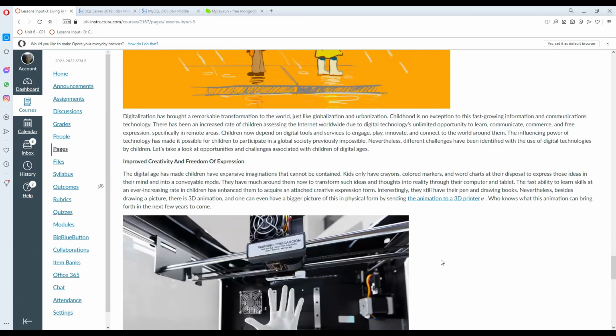Digitalization has brought a remarkable transformation to the world, just like globalization and urbanization. Childhood is no exception to this fast growing information and communication technology. There has been an increased rate of children accessing the internet worldwide due to digital technologies and limited opportunity to learn, communicate, commerce, and free expression, especially in remote areas. Children now depend on digital tools and services to engage, play, innovate, and connect to the world.